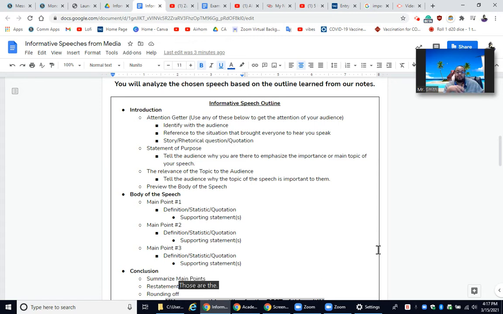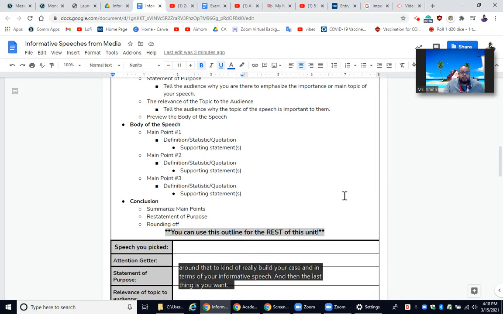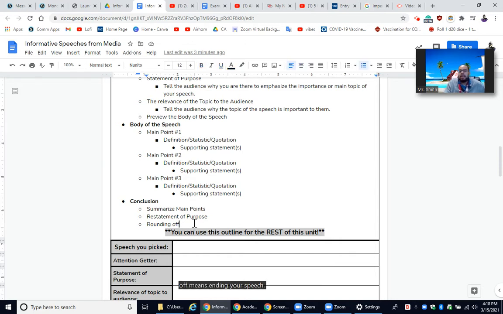Those are the 4 things you want to have in a good introduction. Then we talk about the body of the speech. You have your main point, in this case, 3 main points, and you support that with either a definition, a statistic, or a quotation, and then supporting information around that to really build your case in terms of your informative speech. And then the last thing is you want to summarize the main points, restate your purpose, and round off, which remember, rounding off means ending your speech in an exciting or engaging way for your audience. That's your last moment with them, so go ahead and make sure that it's special.